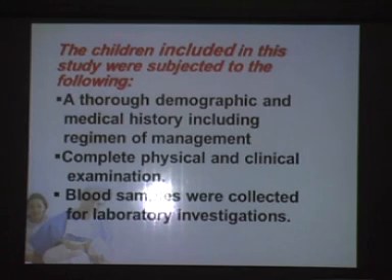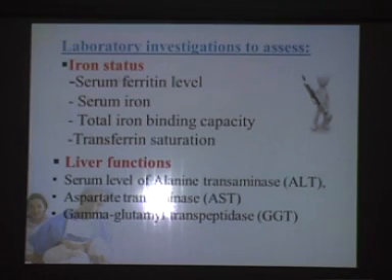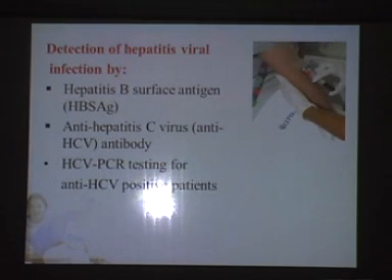The children included in this study were subjected to thorough demographic and medical history, including regimen of management, and complete physical and clinical examination. Blood samples were collected for laboratory investigation, which included iron status: serum ferritin, serum iron, total iron binding capacity, and transferrin saturation; and liver function: serum level of ALT, AST, and gamma GT. Detection of hepatitis viral infection was done by hepatitis B surface antigen, anti-hepatitis C virus antibody, and HCV PCR testing for anti-HCV positive patients.